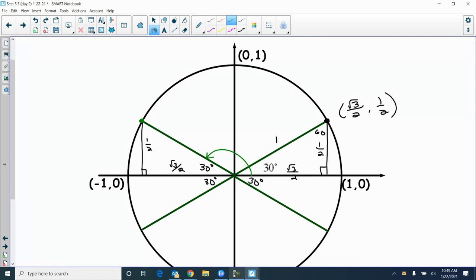No? Okay. This line right here has a reference angle of 30, right? What would this angle be if we measured it from the positive x axis to there? 150. So 150 degrees is that angle right here. And this point will now be negative square root of 3/2, positive 1/2 because we're in quadrant 2.